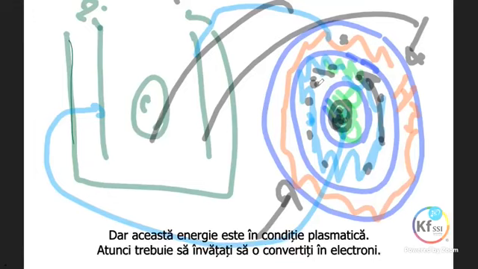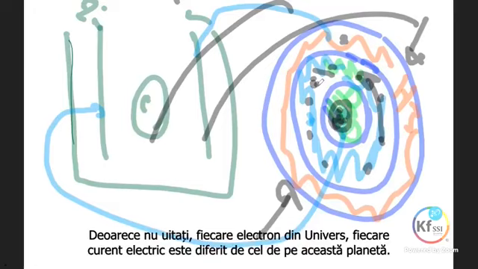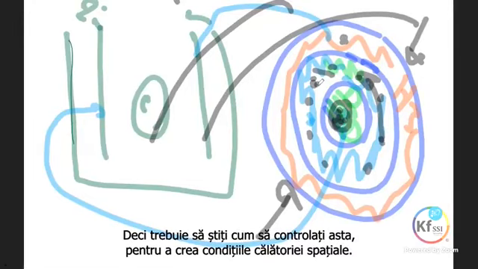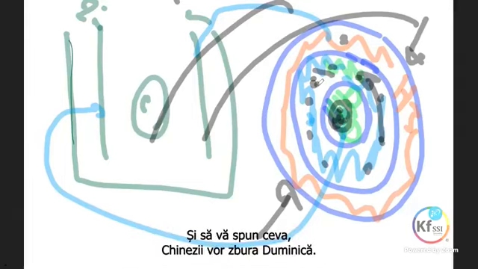But this energy is in the plasmatic condition. Then you have to learn it if you want to convert it to the electron. Because don't forget, each electron in the universe, what you call electric current, is different than what is on this planet. So you have to know how to master this, that you can create condition of space travel. And I tell you something, Chinese will fly by Sunday.